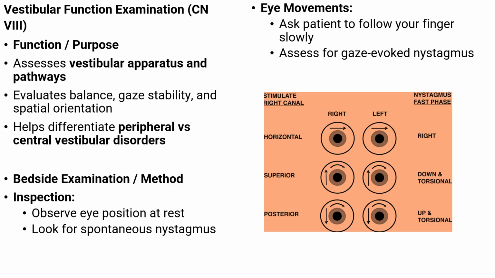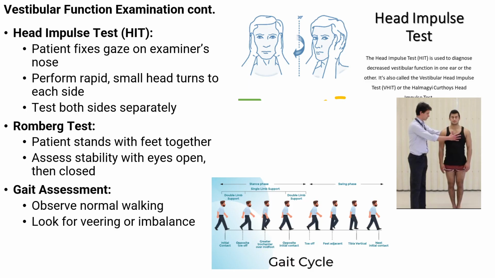From there, ask the patient to follow your finger slowly. This allows you to assess gaze stability and detect gaze-evoked nystagmus, which often points towards central involvement. One of the most informative bedside tests is the head impulse test. Ask the patient to keep their eyes fixed on your nose, then make quick, small head movements to either side. In a normal response, the eyes stay locked on the target. If you see a corrective saccade, this suggests impaired vestibulo-ocular reflex function on that side.